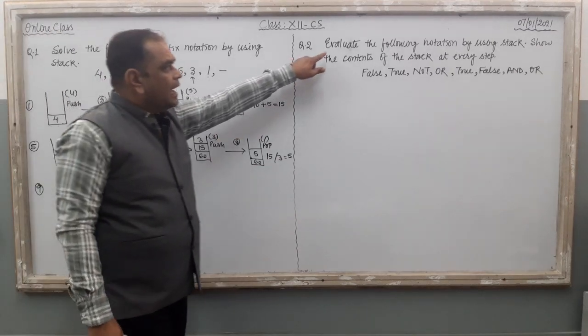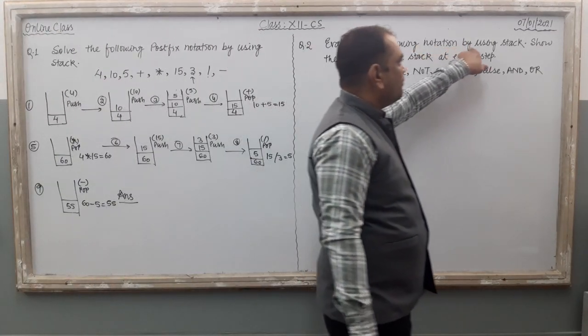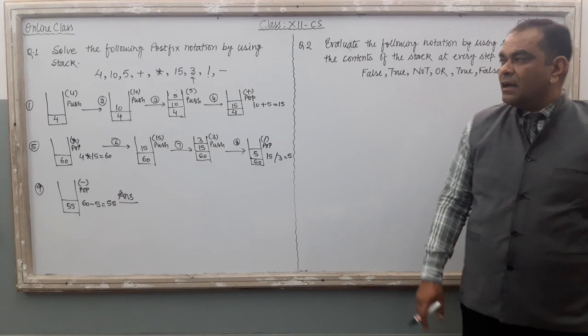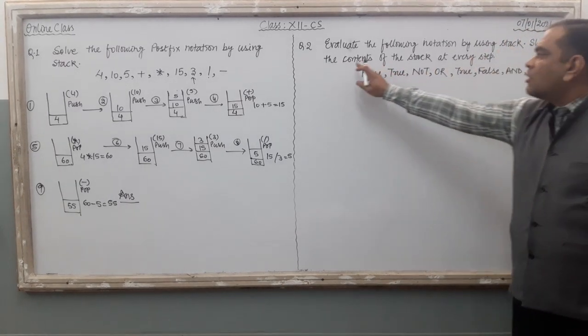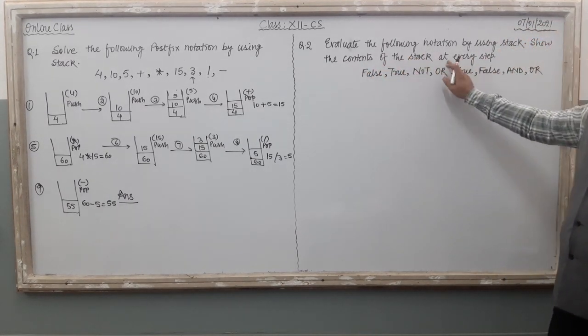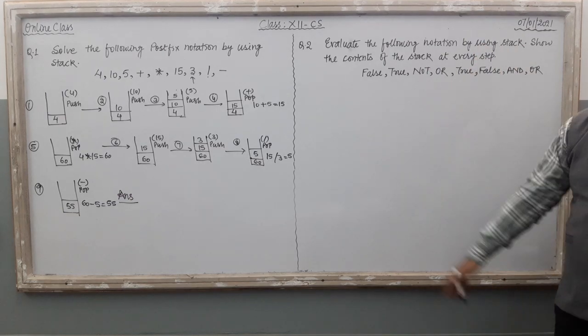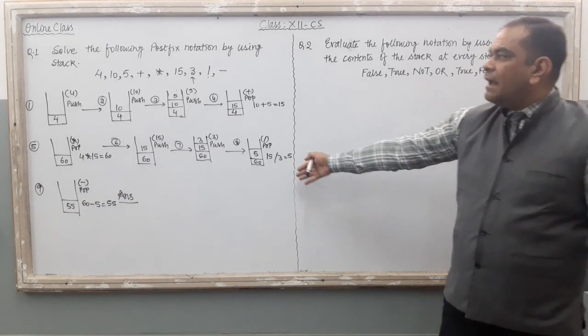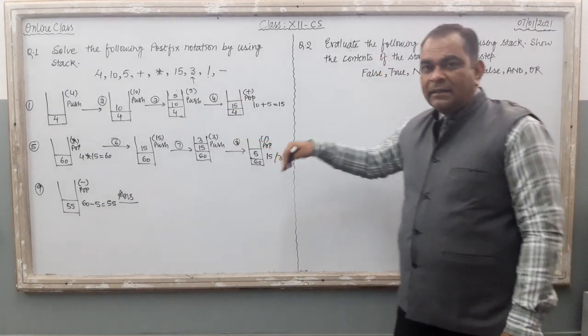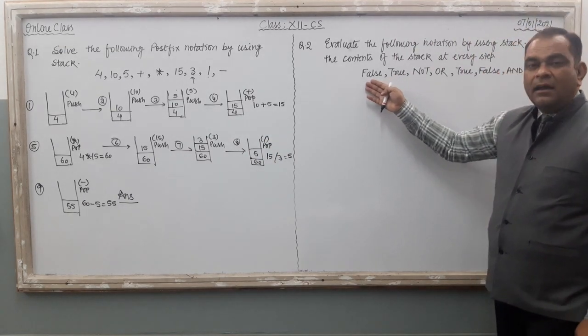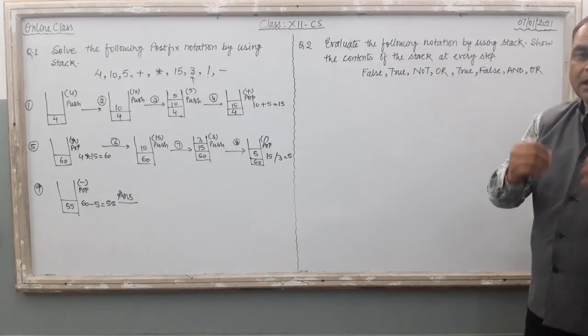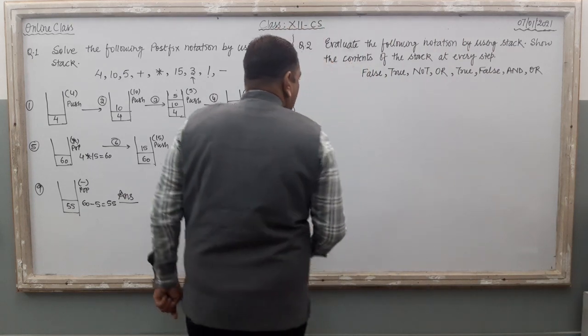The question is, evaluate the following notation by using stack, right? And then show the contents of the stack at every step. Just like this one only. Here we were having digits, but in this type of question we are having true, false and logical operators. Now just see how we can solve this one.